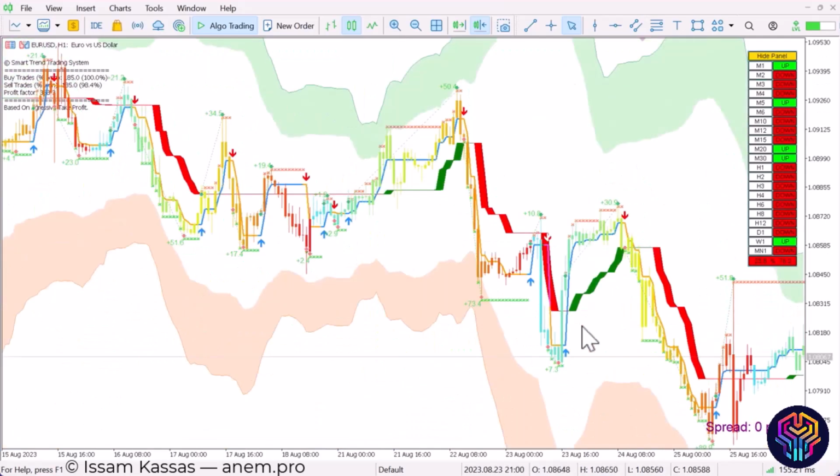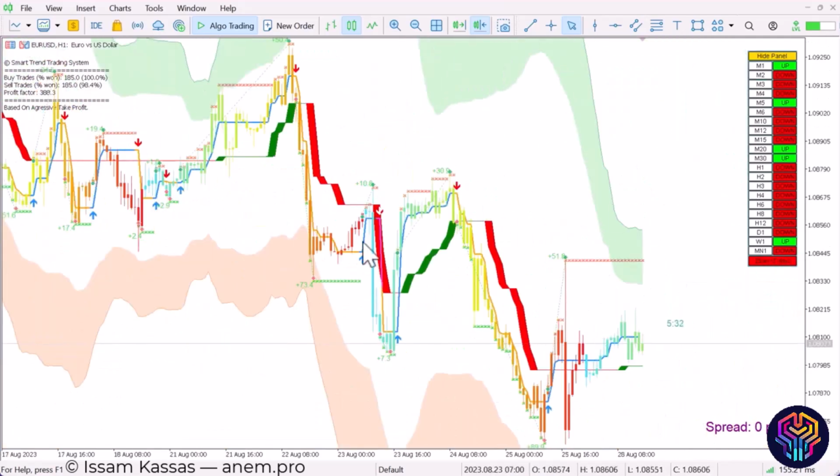So this is a general overview of this strategy, and we'll go in depth. I'll try to make more and more videos of each and every component of this combination, and talk a lot more about how to use the indicator.